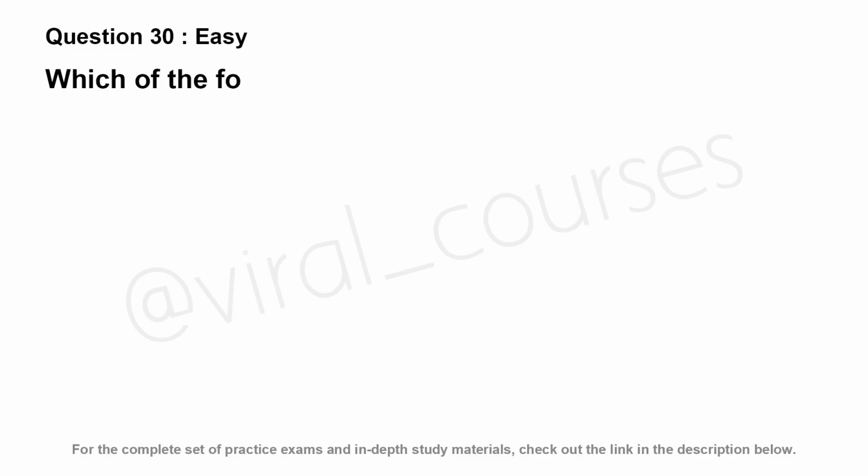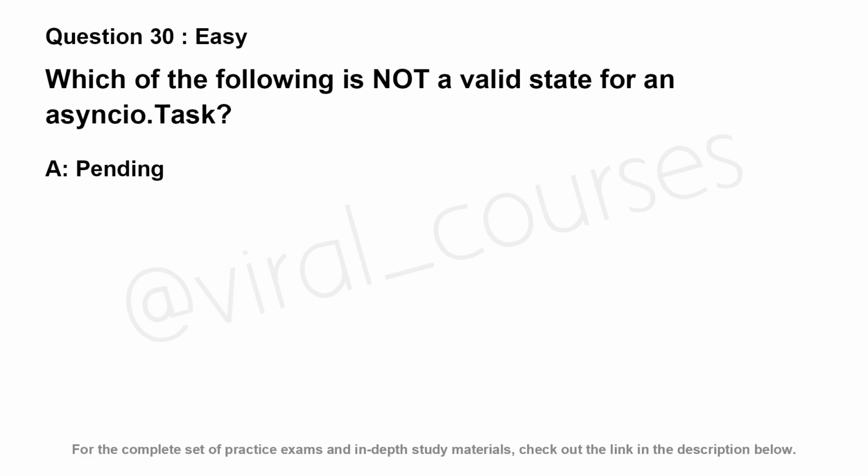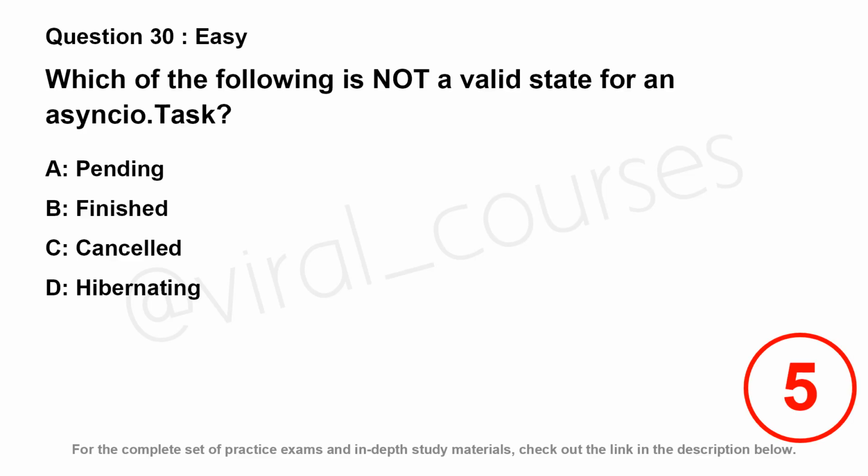Which of the following is not a valid state for an asyncio task? Option A, pending. Option B, finished. Option C, cancelled. Option D, hibernating.